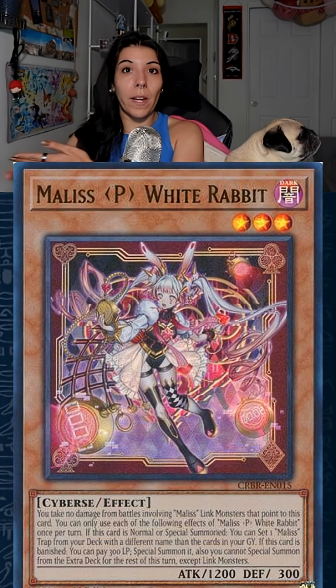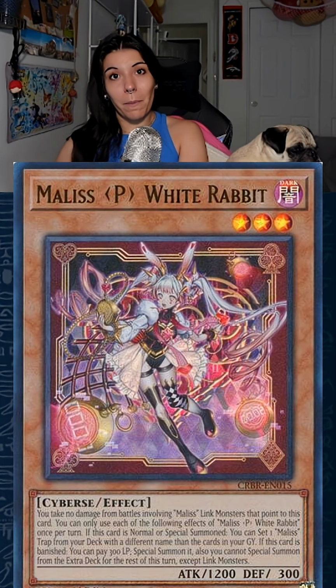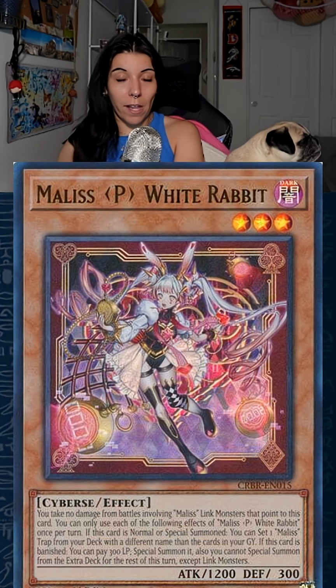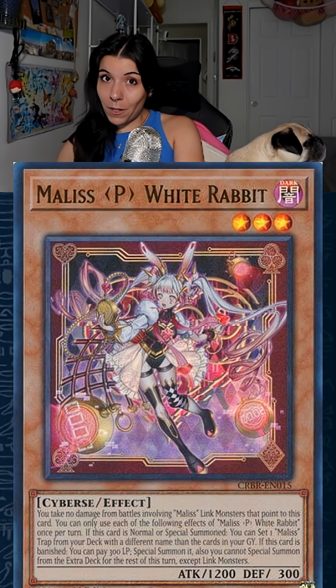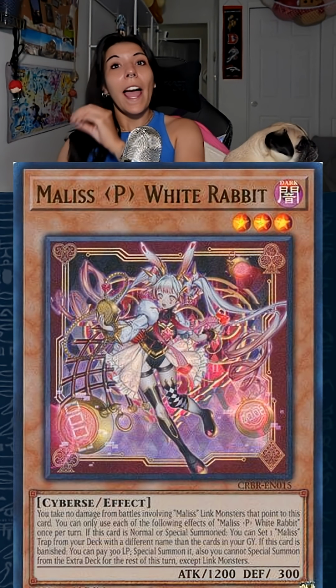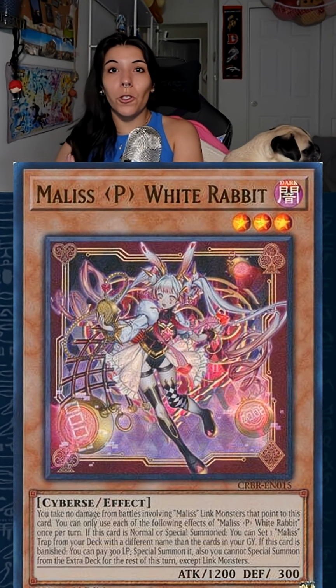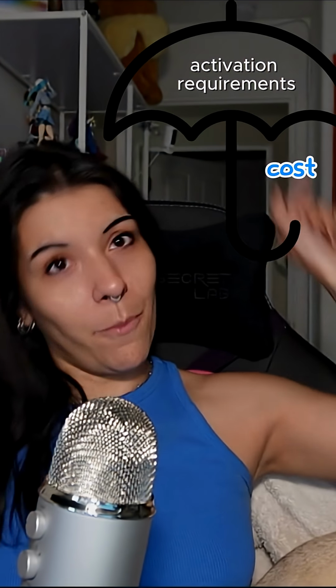So after I pay the 300 life points, I can attempt to special summon it, but cost is paid right away. I pay the 300 life points, whether the effect to special summon goes through or not. But it is activating. That is an activation requirement, to pay the 300 life points, and that is known as cost. Another thing under the umbrella of activation requirements is targeting.